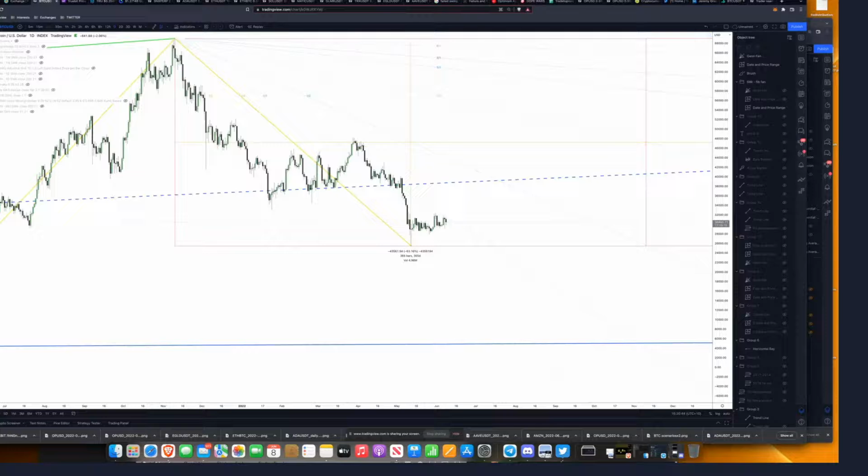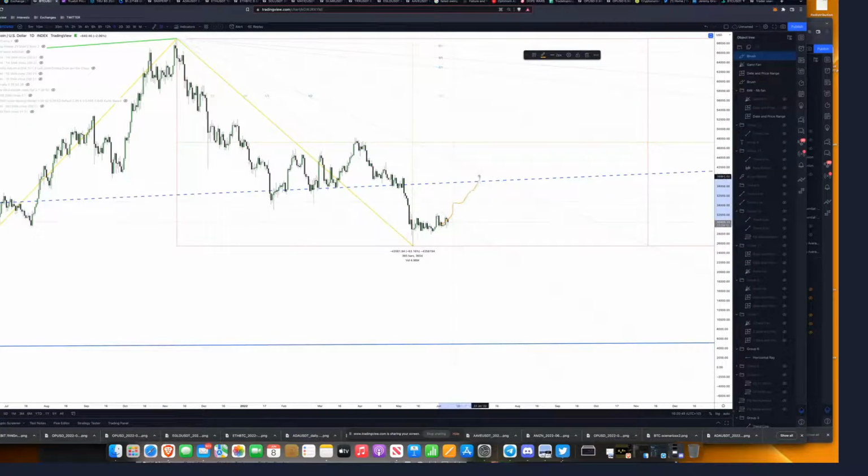So what does a Fib fan do? If this was to go bullish, we can use that Fib fan to be either a pivot point to the downside or support. It comes in handy, but that's only one Fib fan that we've done.